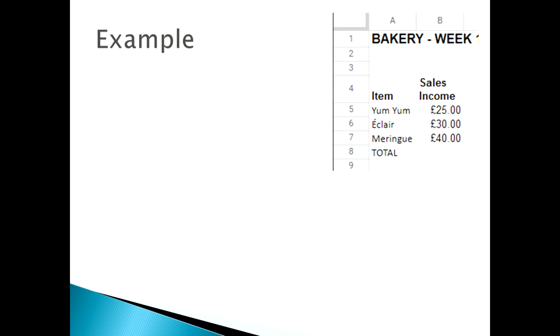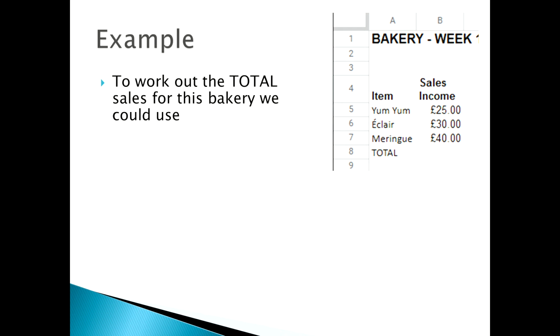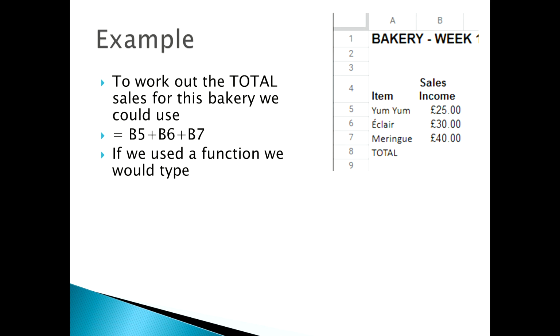We've got a wee quick example here from a bakery. Not a very big bakery, they only sell three things: Yum Yums, eclairs and meringues. So to work out the total, we could use equals B5 plus B6 plus B7. But if we use the function, we would type in equals SUM, brackets, B5 to B7, and that's a colon in between B5 and B7, and then we close our brackets at the end.